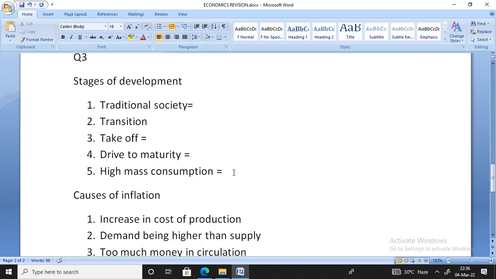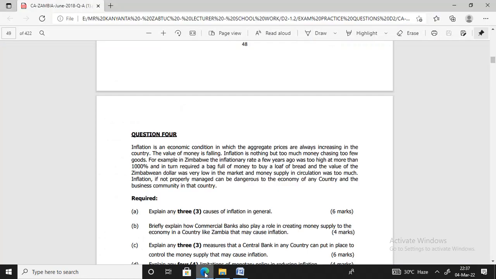Of course, there are other causes of inflation, such as import inflation, inflation caused by increase in the prices of imported goods, inflation caused by increase in wages, which we call wage inflation, and things like that. But the major causes of inflation are the increase in the cost of production, increase in demand where demand surpasses supply, and increase in money supply where you have too much money in circulation. Let's look at the next question.